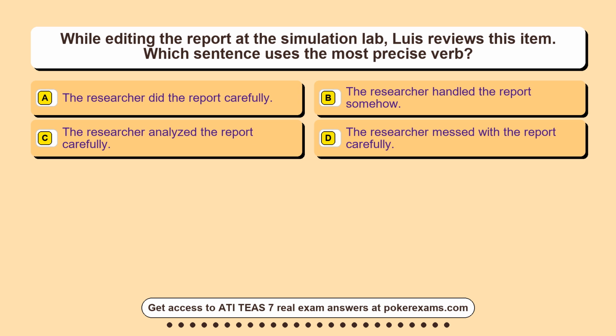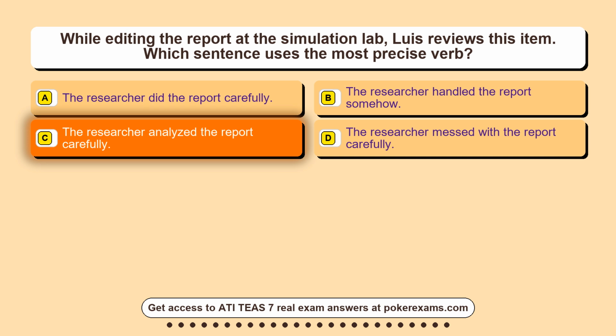Question 18. While editing the report at the simulation lab, Luis reviews this item. Which sentence uses the most precise verb? Option A. The researcher did the report carefully. Option B. The researcher handled the report somehow. Option C. The researcher analyzed the report carefully. Option D. The researcher messed with the report carefully. The correct answer is option C. The researcher analyzed the report carefully.